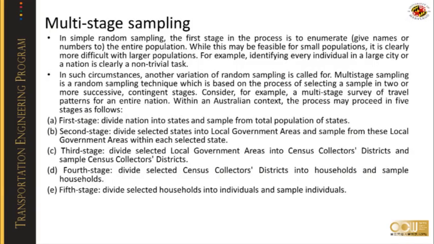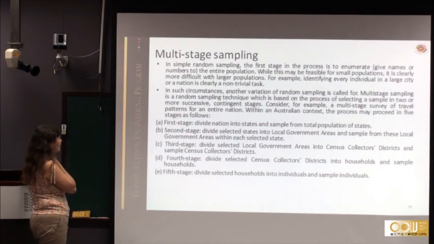So how do you do multi-stage sampling? In simple random sampling, you first need to enumerate the entire population, and this can become difficult if you have a large population.